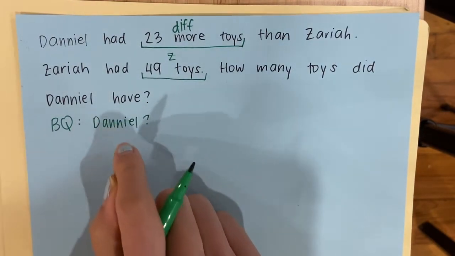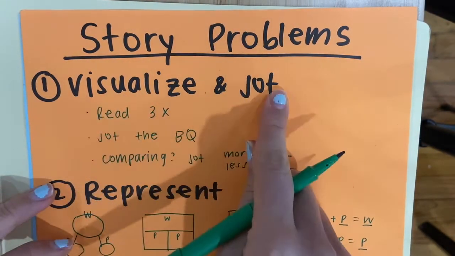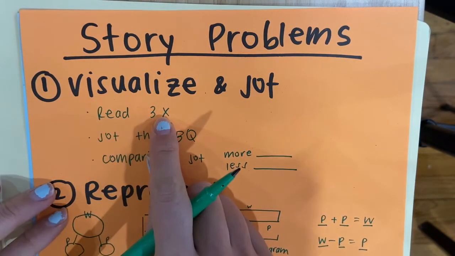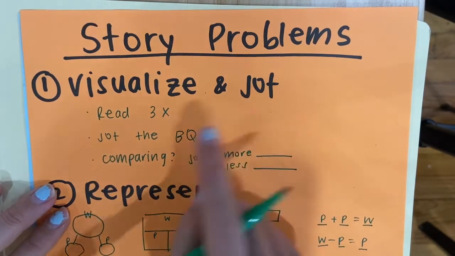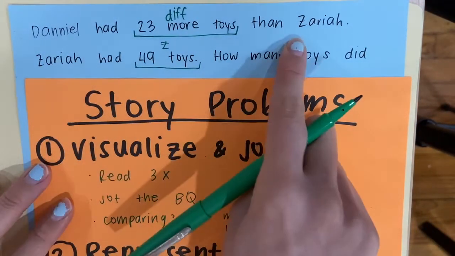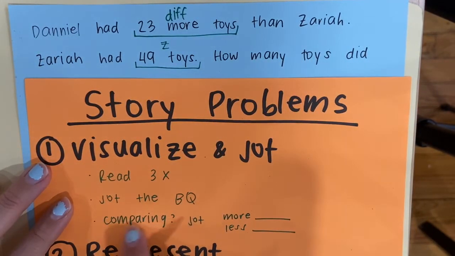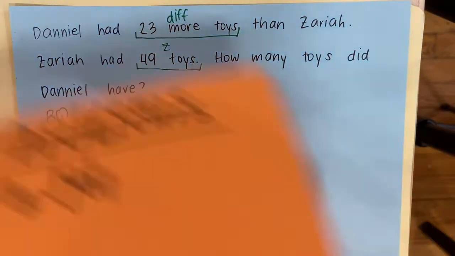Let me look back to see if I missed anything. Okay, visualizing and jotting. Did I read the question 3 times? Check. Did I jot that big question? Check. Am I comparing? Oh yeah, I am. I'm comparing Daniel and Zariah. Ooh, if I'm comparing, I need to jot what is more and what is less. I forgot to do that.